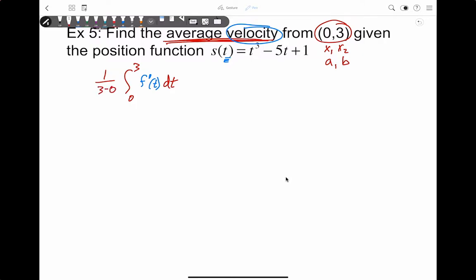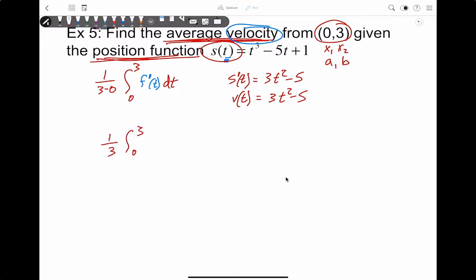My velocity function is going to be f prime of t. Since this is my position function given, my velocity function will come from taking the derivative, which is 3t squared minus 5, and this is the same as the velocity function because it's the first derivative of my position. So let's write that into our 1 over 3 from 0 to 3 of this velocity function, 3t squared minus 5. And we are in respect to t, so my equation becomes the following.